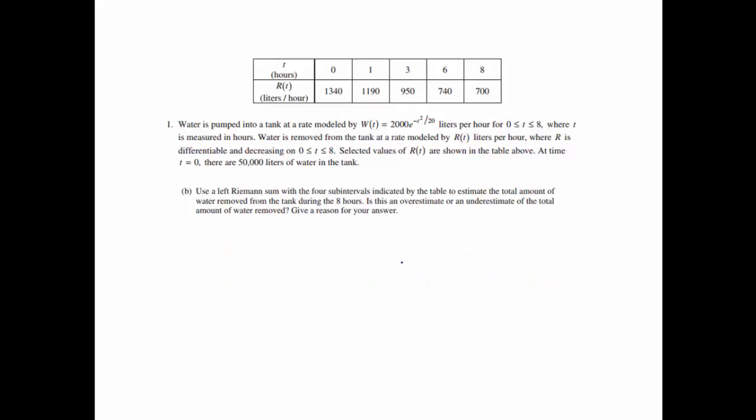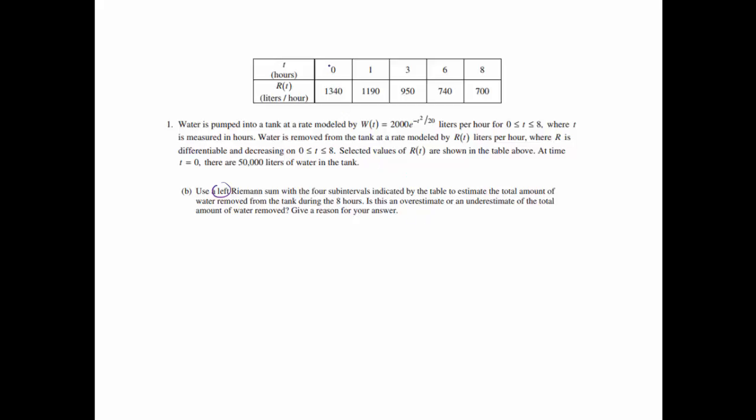Part B: use a left Riemann sum with the 4 subintervals indicated by the table to estimate the total amount of water removed from the tank during the 8 hours. Is this an overestimate or an underestimate of the total amount of water removed? Give a reason for your answer. Left Riemann sum. I notice that the table is not going by equal intervals, so I can't just put a number out front and then add my left regions.